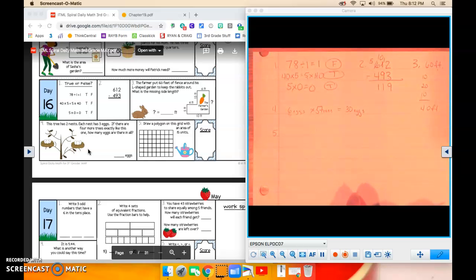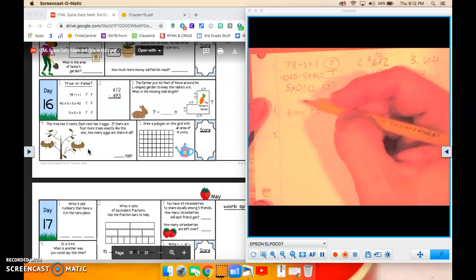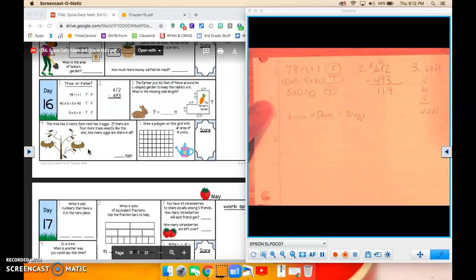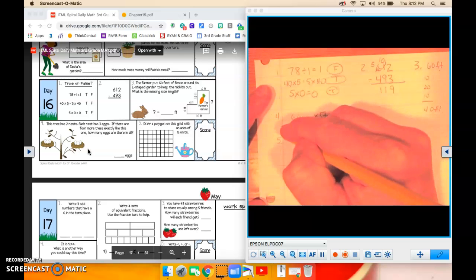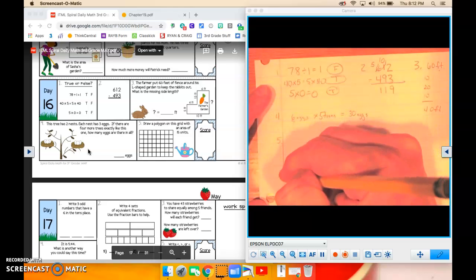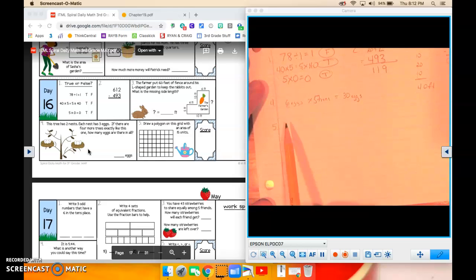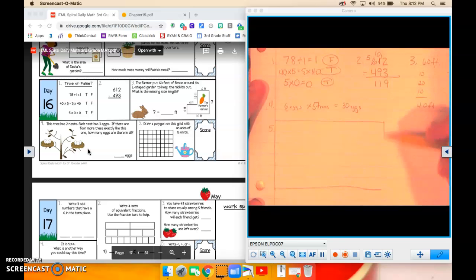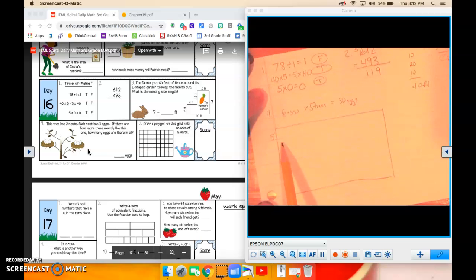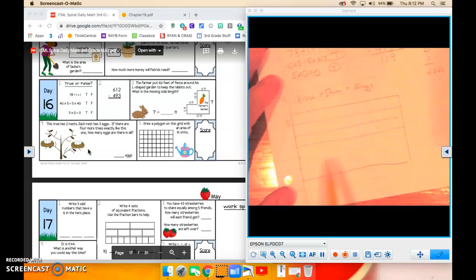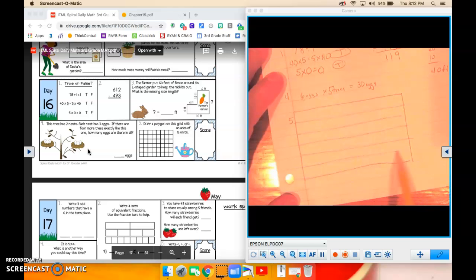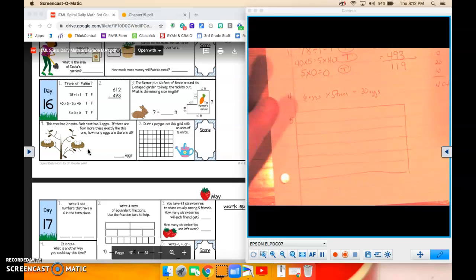Draw a polygon on this grid with an area of 15 units. So what do we got? 1, 2, 3, 4, 5, 6 down. 1, 2, 3, 4, 5, 6 down. And there's a bunch that go across. Okay, so we're going to pretend that each one of these is a line. All right, 1, 2, 3, 4, 5, 6, 7, 8.